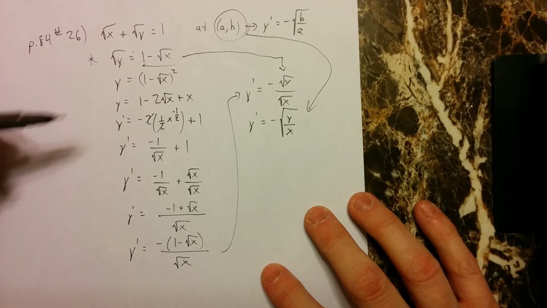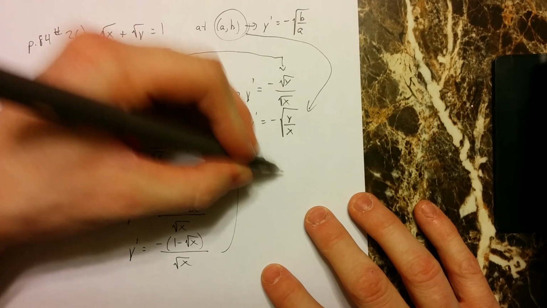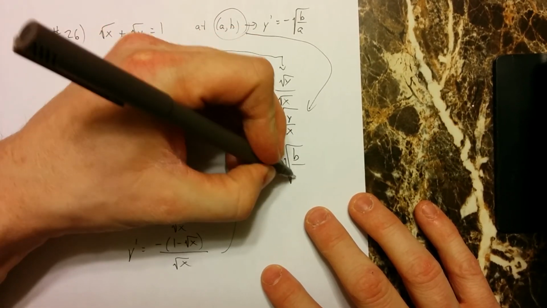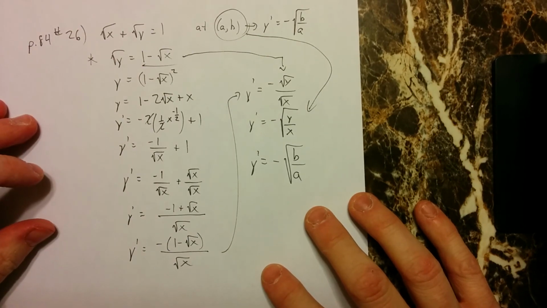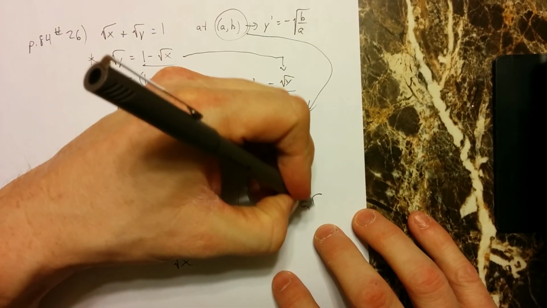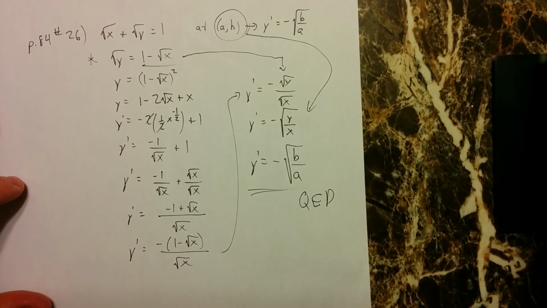Look at all my arrows going here. So I'm going to get this (a, b), the a goes in for x, the b goes in for y. So I actually get what I've been trying to show, which is negative root b over a. So that's what we're trying to show. So as we say in math, we can put a QED on that. And that's it for this problem. Thank you.